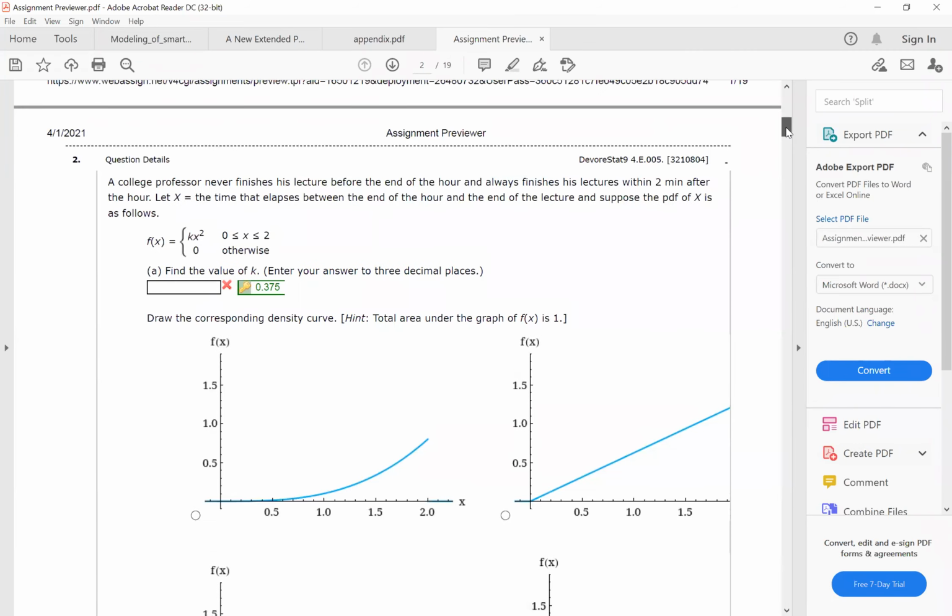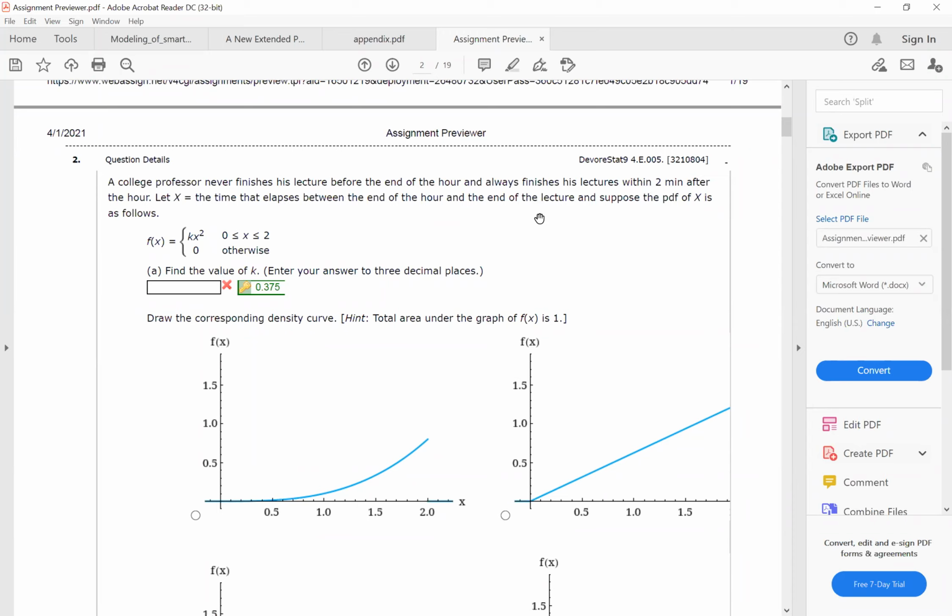Okay, the second question is, we are given a function. A college professor never finishes his lecture before the end of the hour and always finishes his lectures within 2 minutes after the hour. So the professor finishes the lecture within 2 minutes after the hour. Let x be the random variable, the time that elapses between the end of the hour and the end of the lecture.